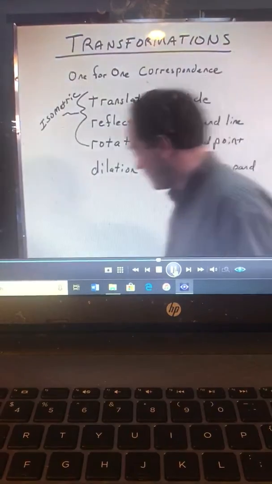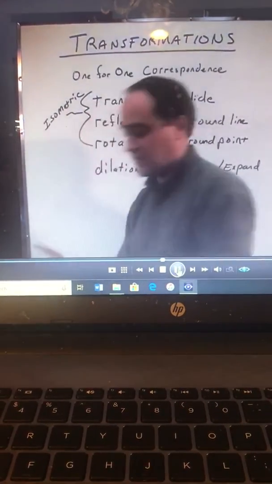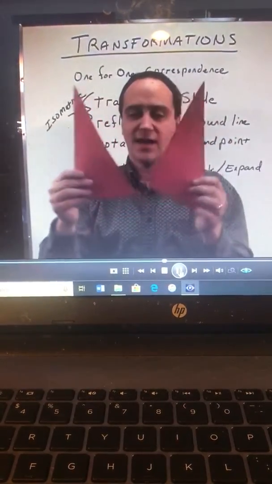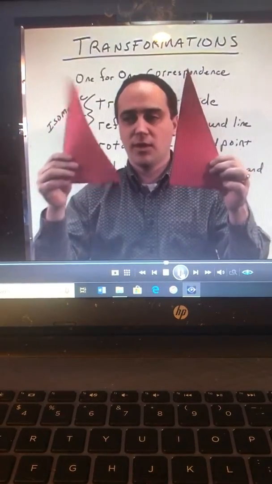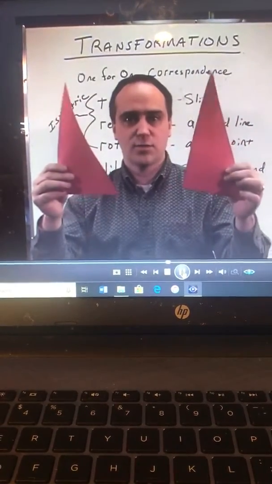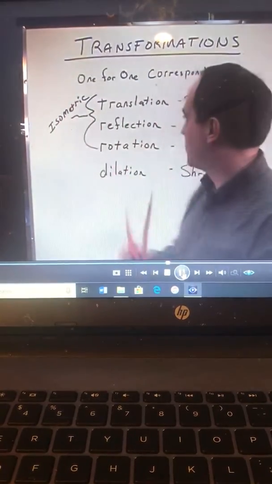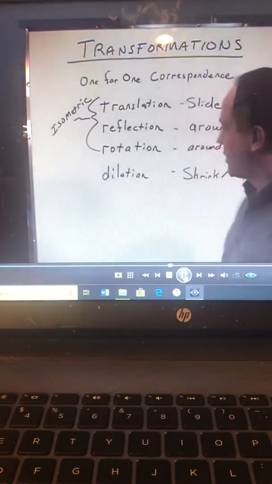A translation. A translation is when we take something like this and we slide it over. So this is nothing but this figure slid over to this position. So it's a translation, or a slide.